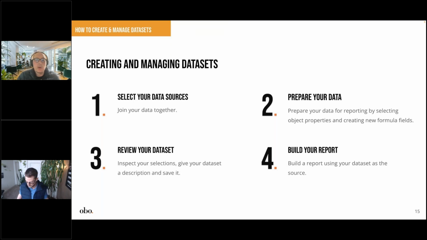This is where you'll select your primary and secondary data sources to use in the data set. From there, you'll prepare your data, and this is where you begin to hone in on the properties you want to include, filter out the ones you don't need, and create any new formula fields to make calculations on your data at the reporting level. You can also recontextualize property names and tailor your data set to your end reporting goal.